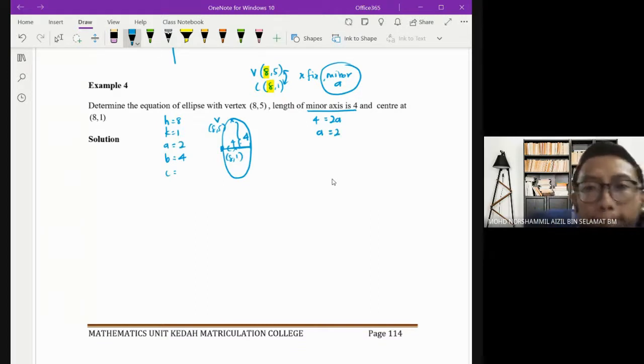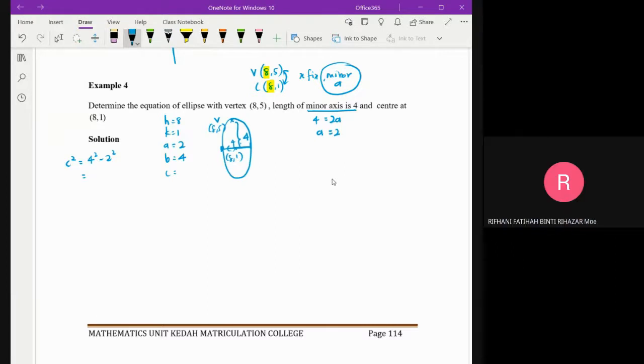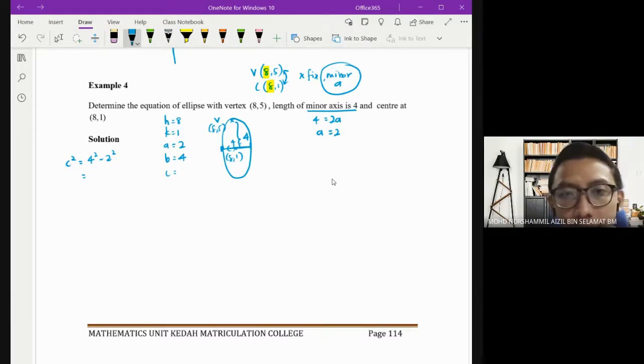C. What is C square? Big square minus small square. What do you get? So kita ambil yang mana? 4 square minus 2 square kan? Betul? Betul guys? Betul, sir. Betul lah. Boleh lah.